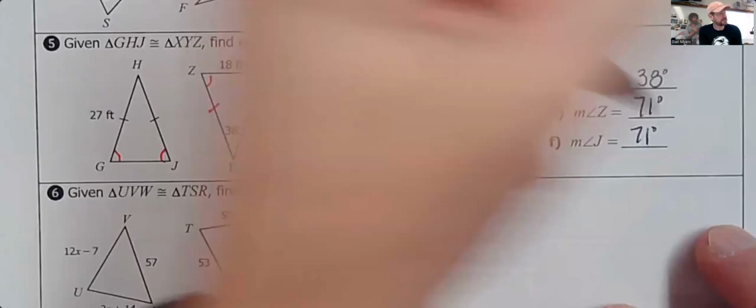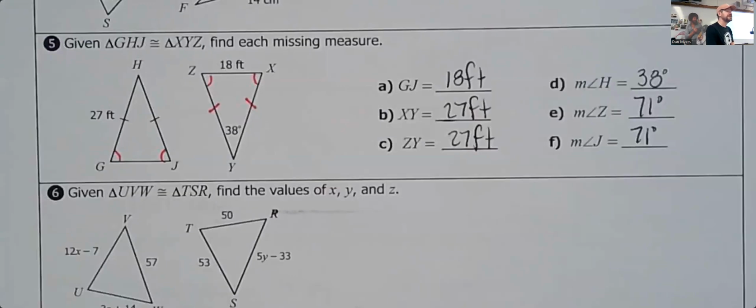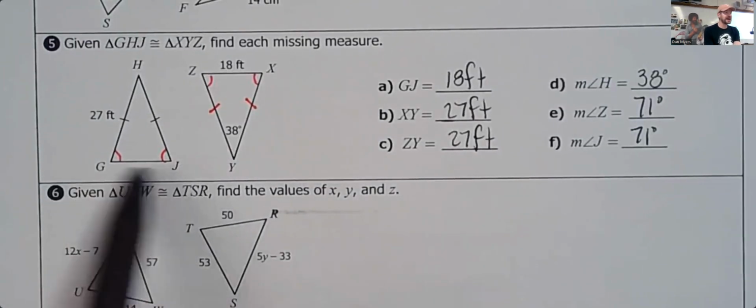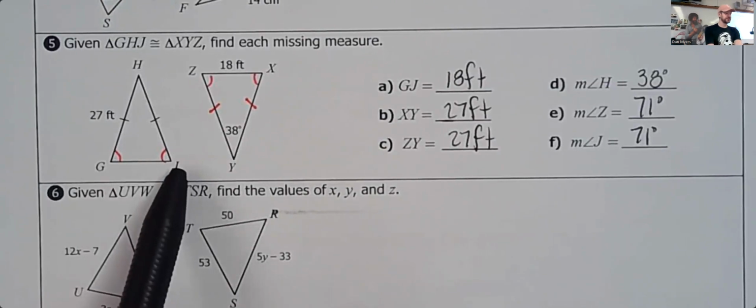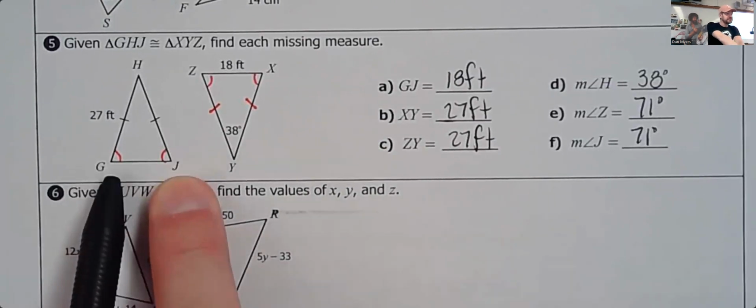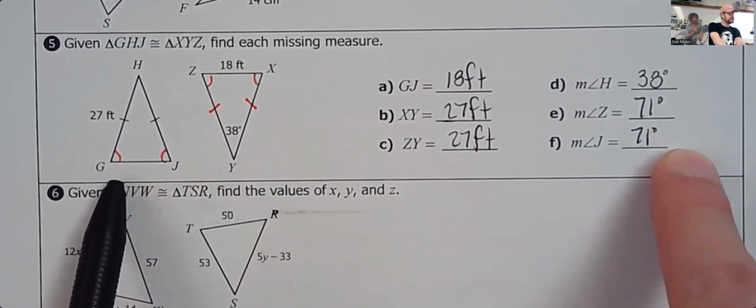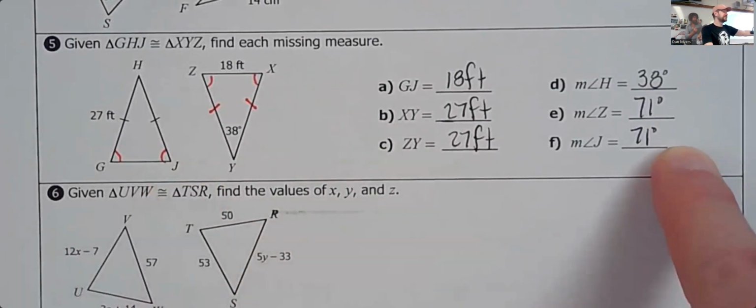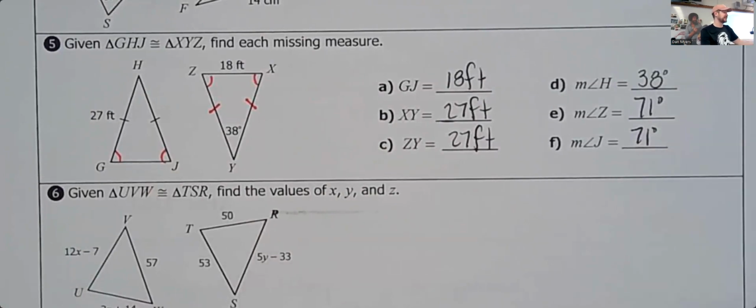Yep. Good. If you take away 38 from 180, that means those two angles have to add up to whatever's left over, which is 142 degrees. Since they're the same, just cut 142 in half, and they're each 71. So it's the same math that we did from lesson 4.3 when we were talking about isosceles and equilateral. So we're still using that math in some cases with these types of questions.